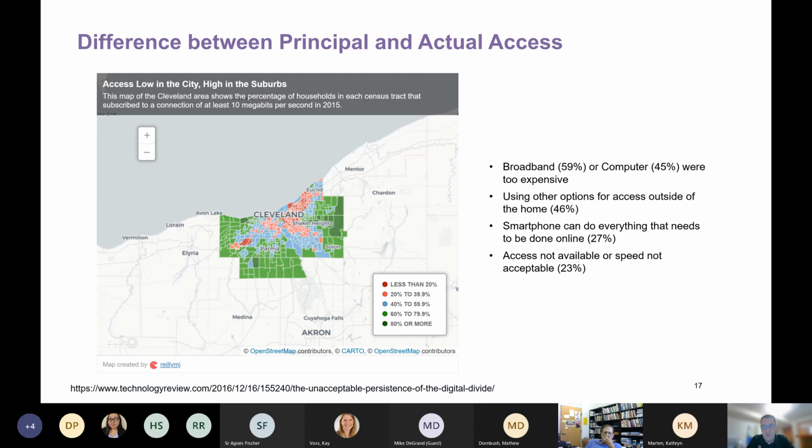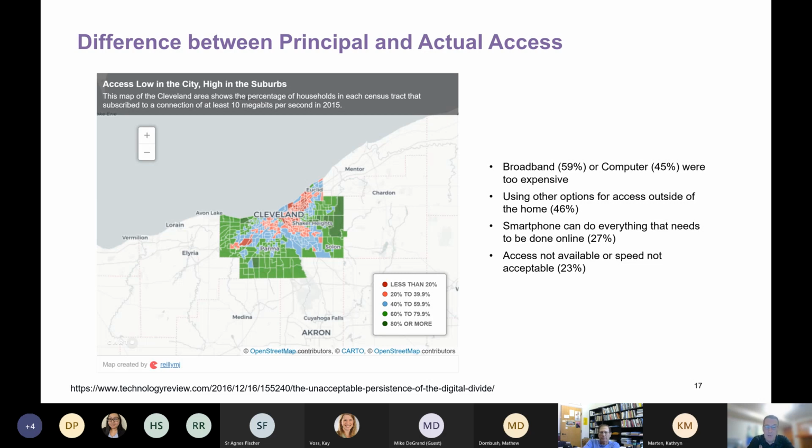Now, I mentioned the rural versus urban reality, but even if you take an area like Cleveland that in principle has access across its entire footprint, you find that disparity, right? And so here it's now mainly driven from a cost perspective. The biggest reason for people not having that access is that either the broadband or the computer, i.e. the device, was too expensive.